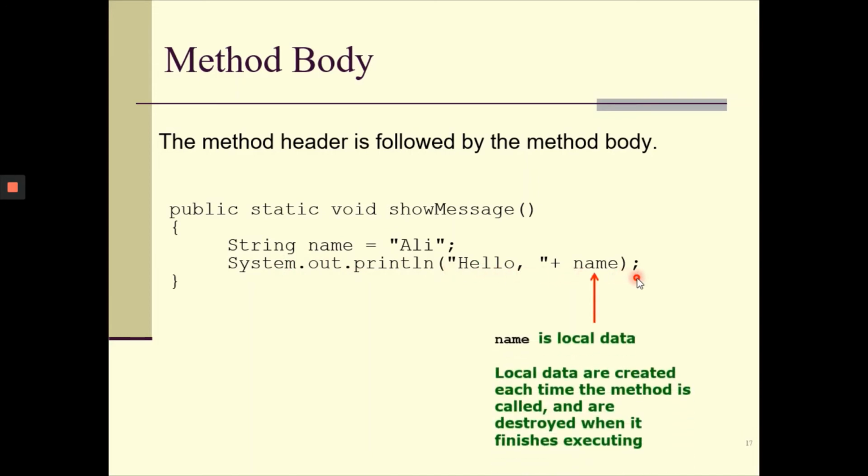The variable that we declare inside a method, we call it local data. This variable that you declare inside a method is only accessible within these curly braces. Meaning it is only accessible inside the method. If you try to print out the variable name from the main, you are not going to get it because it is not recognized by main. It is only recognized within this method.